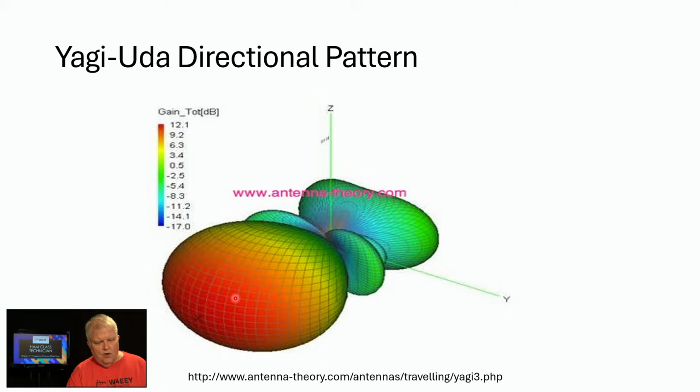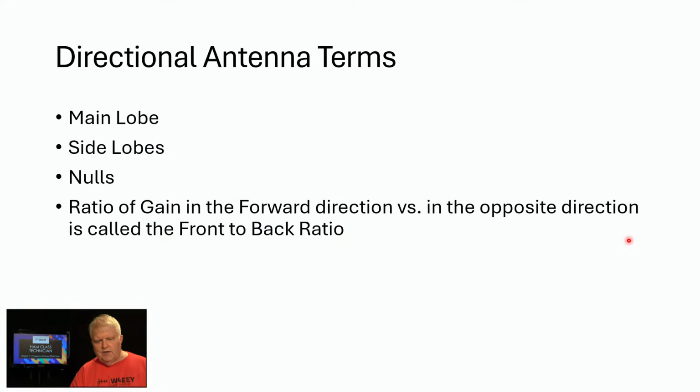So the ratio of gain to the front, gain to the back is called the front to back ratio. And there are some side lobes where you have some minor gain, and there's some nulls in here as well where you don't receive or transmit very well at all. So what we're doing is we're just controlling the pattern of the antenna to move the major lobe out so that we get gain in a particular direction. And main lobe, side lobes, nulls, and the ratio of gain in the forward to the opposite direction, that's the front to back ratio.